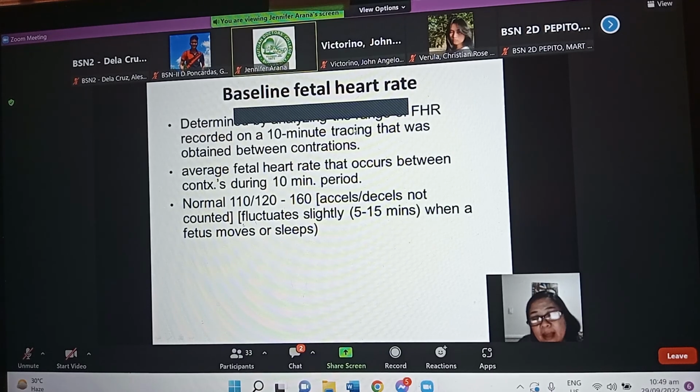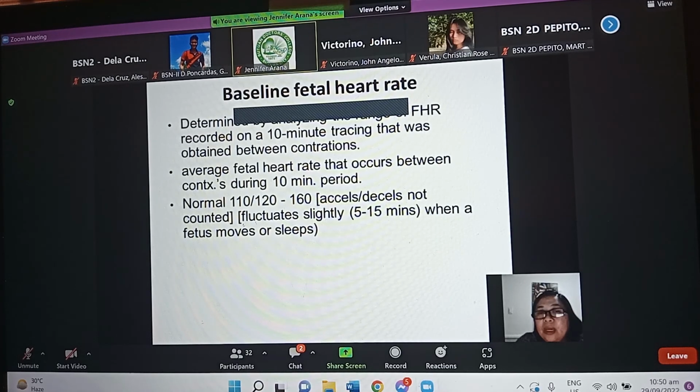The fetal heart rate is counted per minute, right? But whatever the average fetal heart rate you obtained within 10 minutes, per minute but over 10 minutes, then that is the baseline fetal heart rate. The average fetal heart rate that occurs between contractions during a 10-minute period. This is another definition of the baseline fetal heart rate.